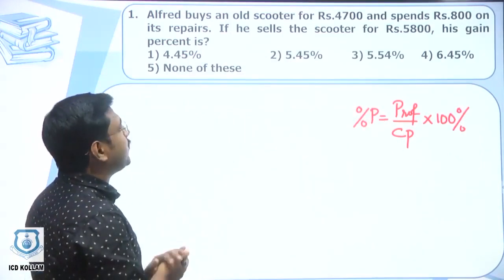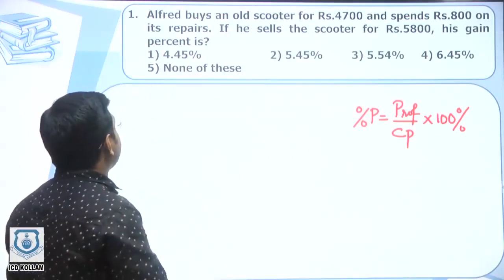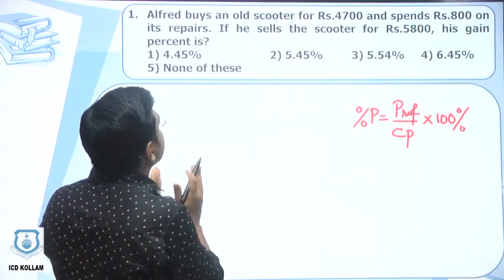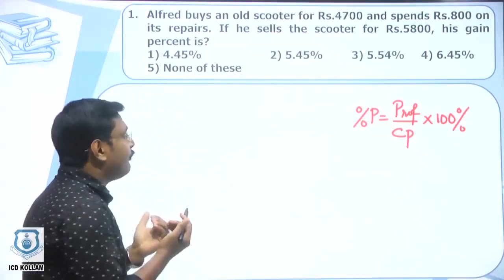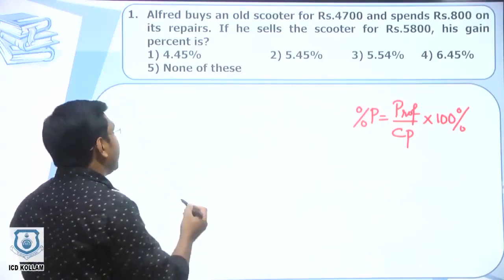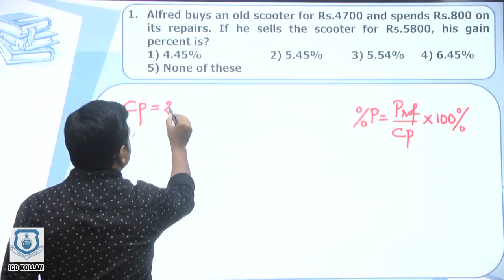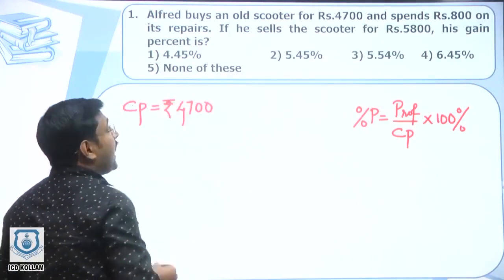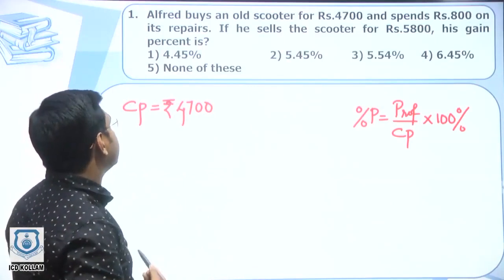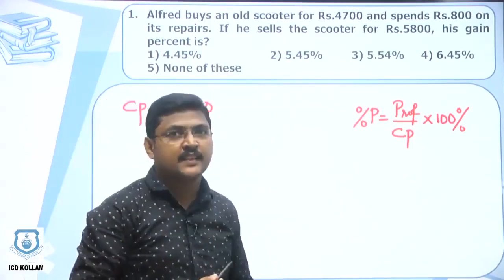Listen carefully. To find the profit, we require cost price and selling price. On reading this question, you can see that Alfred buys an old scooter for rupees 4,700. That means he bought it for 4,700. So that is the cost price. So here we can consider the cost price as rupees 4,700, right? And he spends rupees 800 on its repair. Listen carefully. And after that, he sells the scooter for 5,800.